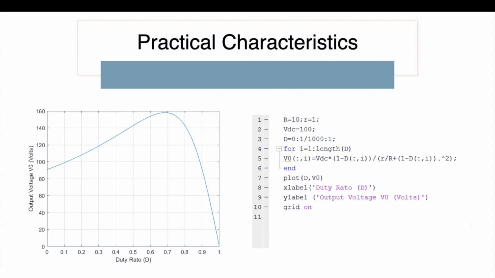If we see the corresponding graph, we can clearly identify that when the duty ratio is 0, the output voltage is just a finite voltage, and when the D is 1, that means the switch is permanently on, the output voltage is 0. Also we can see that in between these two extreme conditions, the voltage reaches a maximum, that is at 0.7 duty ratio.